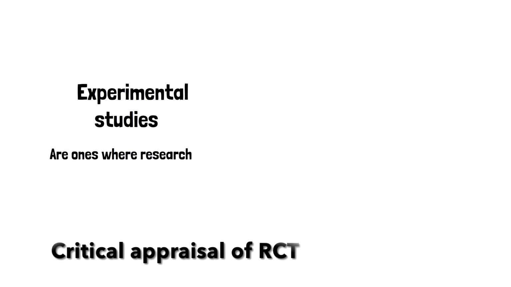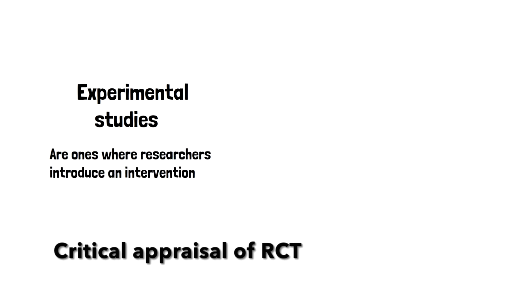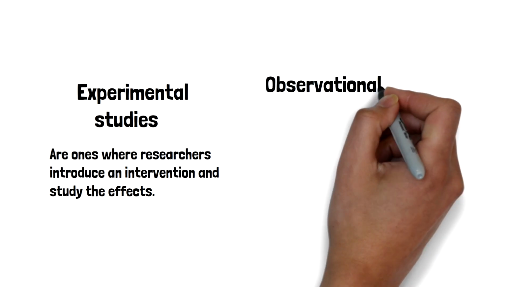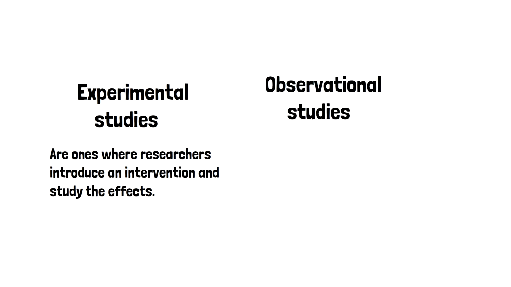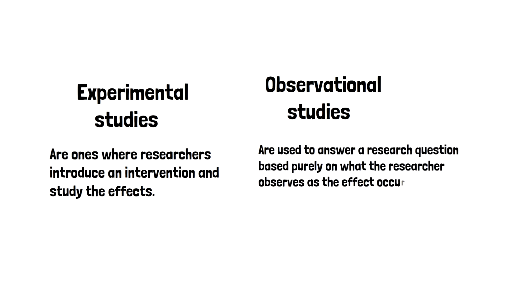Let's recap some fundamentals before we critically appraise any paper. Experimental studies are the ones where researchers introduce an intervention and study the effects. Observational studies, on the other hand, are used to answer a research question based purely on what the researcher observes as the effect occurs naturally.